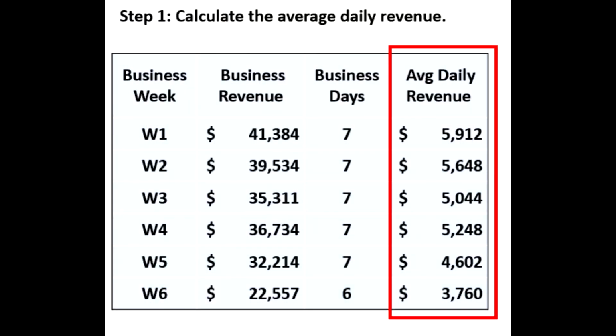And using the eSpot Daily, all I've done here is just lay out the weekly revenue. And then because I know that they are changing how many days open per week, I just divided their weekly revenue by however many days they were open that week. And that gave me a nice average daily revenue to work with. And so that's step number one.